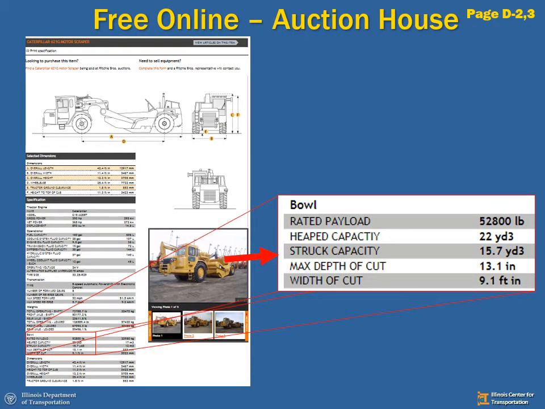Here's an example of that Caterpillar 621G. All right, we got our scraper going on. Here is our volume. Down here we've made this larger. On the bowl we have our heaped and struck capacity. Always use struck, 15.7 cubic yards. If you're not sure and they give you capacity and they give you a range, you're always going to use the smaller one because that will be your struck capacity.